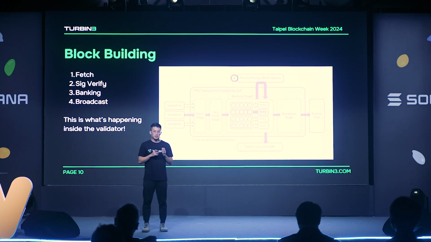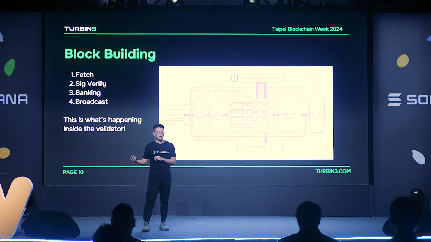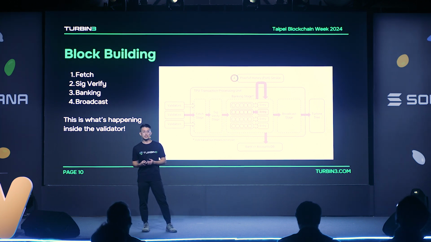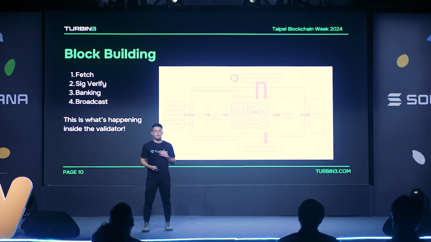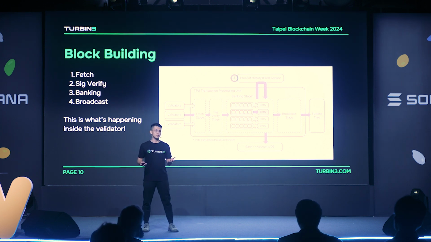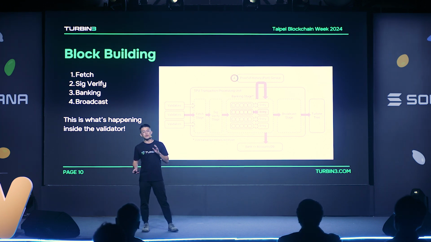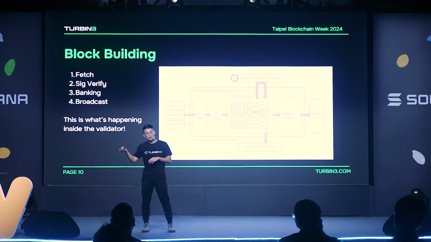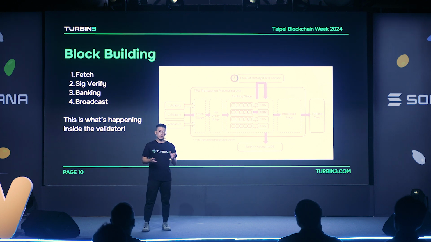Okay, after the transaction gets verified, the leader will go to the banking stage. What is a bank? Actually, the bank inside Solana is the current state of the blockchain. What your transaction does is update the state of the blockchain, right? Let me give you an example. Let's say I have 10 SOL in my account, and Bob has 5 SOL in his account. If I send a transfer 5 SOL transaction to Bob, what will happen? In the banking stage, the leader needs to update my balance from 10 to 5, and Bob's from 5 to 10, right? So this is how the banking stage works.